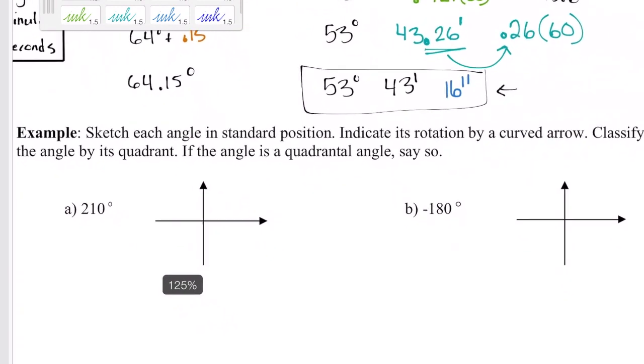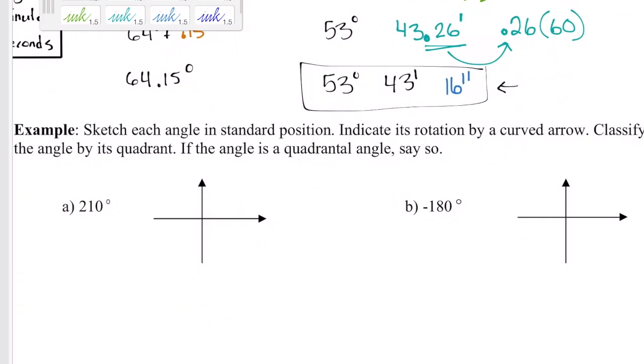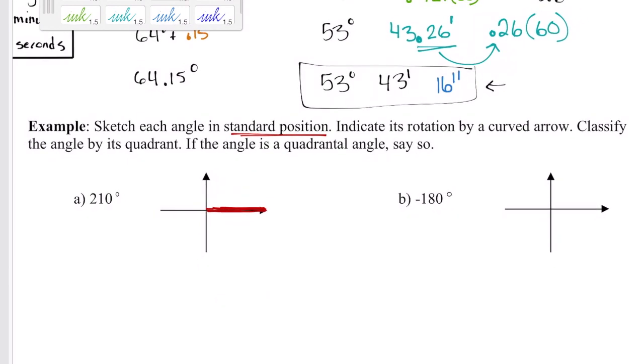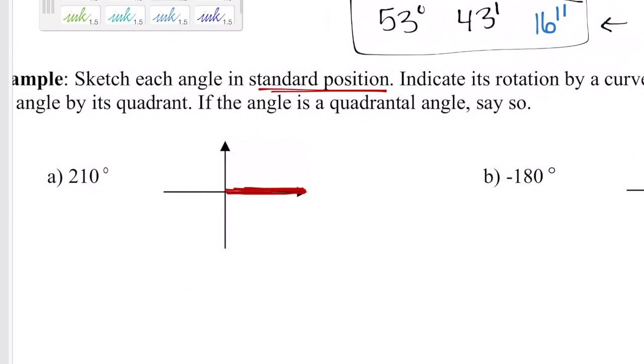All right, next bit, they want us to sketch the angle in standard position. So again, standard position means that we're starting on that positive x-axis. They want to indicate the rotation by a curved arrow, showing the direction that we're going from standard position, depending on if it's positive or negative, and then classify the angle by its quadrant. And if it's quadrantal, so if it ends up on one of the axes, then we just have to say it's quadrantal.